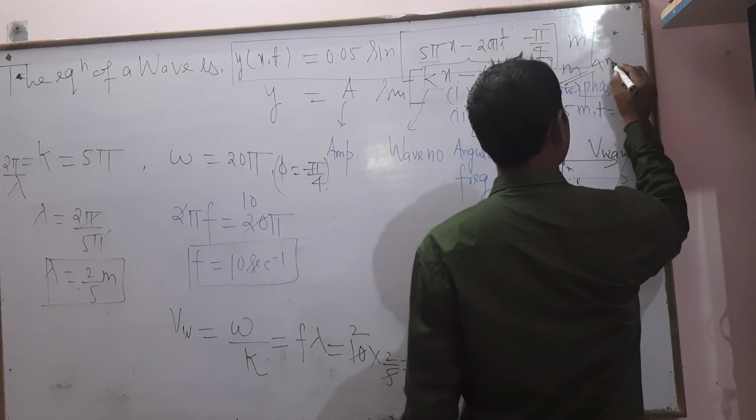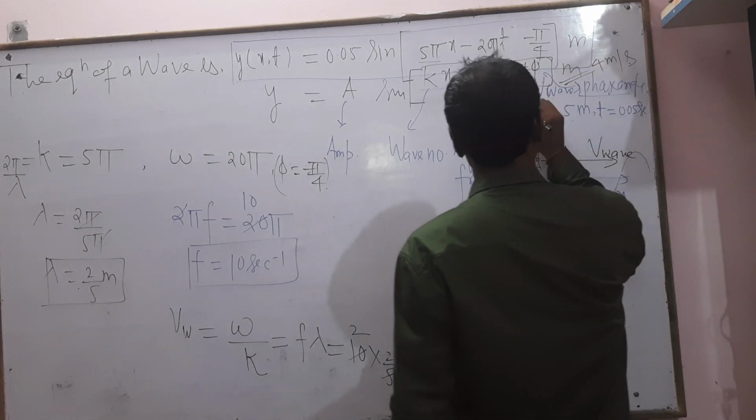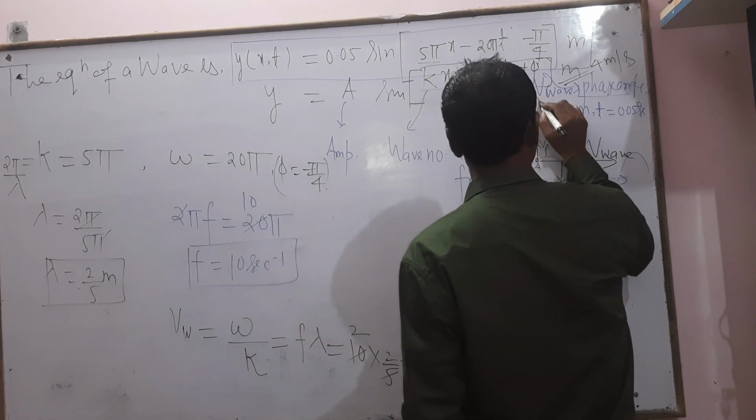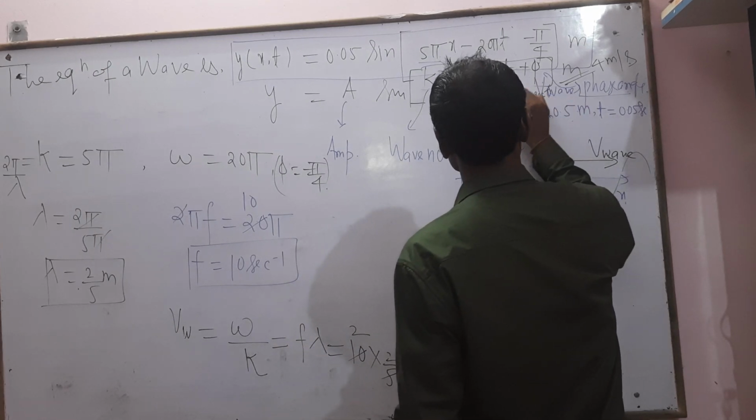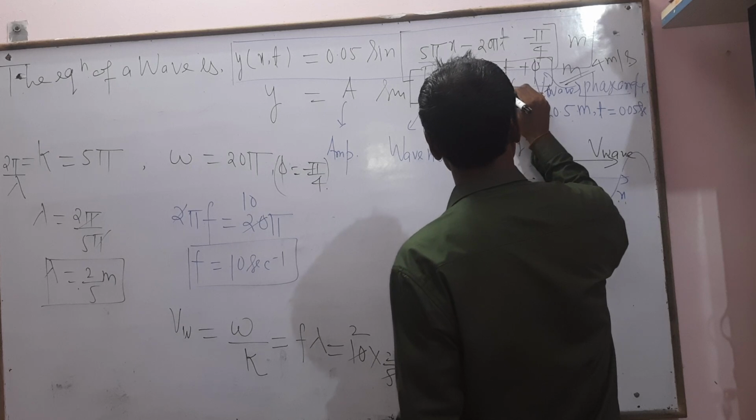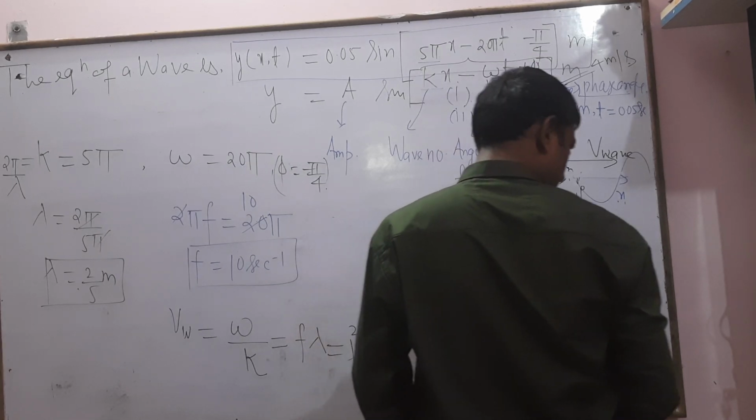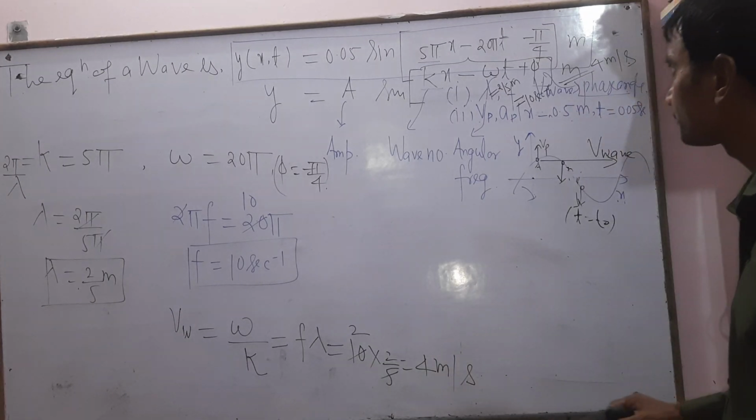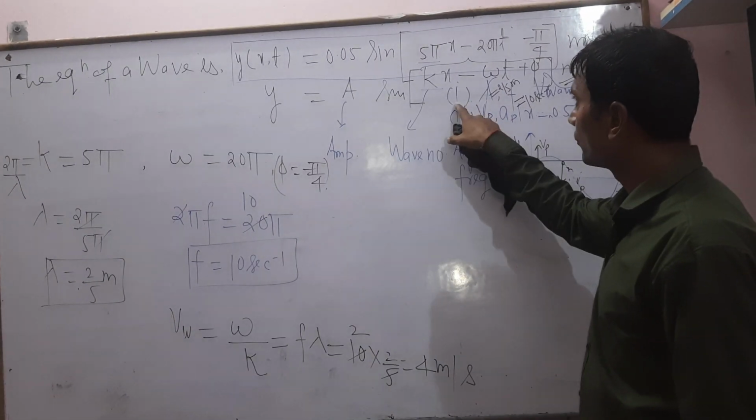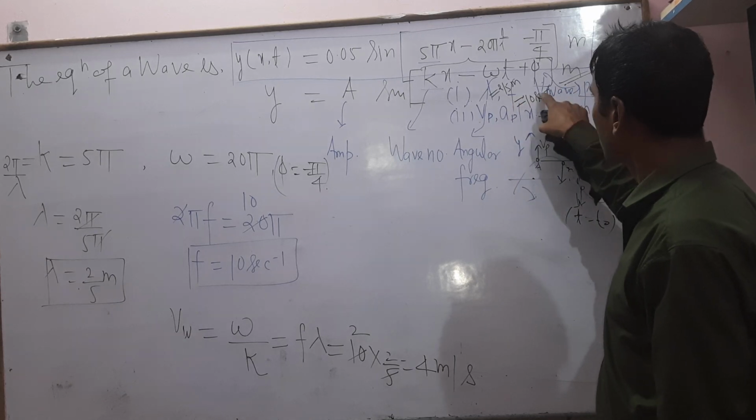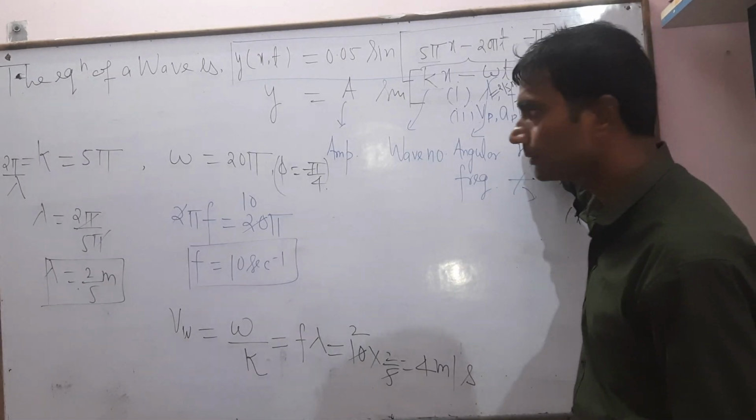This is 4 meter per second, and the frequency f is equal to 10 second inverse, and lambda is equal to 2 by 5 meter. So one part is completed: wavelength, frequency, and wave velocity.